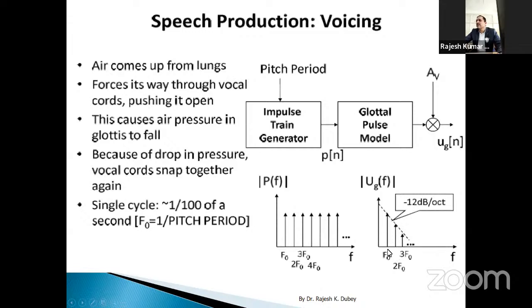That is seen in the frequency model. So in the frequency model, F0, 2F0, 3F0 will be shown. You see here, these are the harmonic frequencies: F0, 2F0, 3F0, 4F0. And this F0 is the fundamental frequency. This F0 is 1 upon the pitch period. What is F0? Fundamental or pitch frequency. And pitch period is related inversely, like any other frequency and period. That's why pitch period and pitch frequency are related.